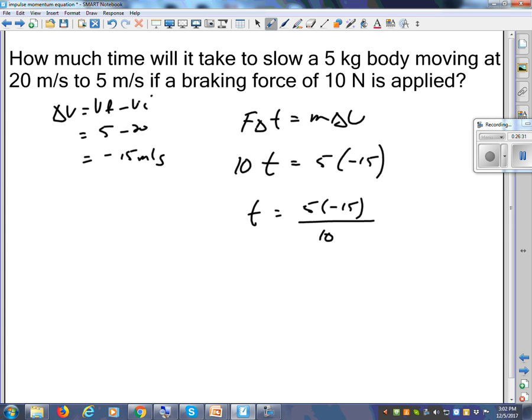Well, it's slowing down. It's a braking force, right? And so the force is opposite to the motion, right? So it's really a force of minus 10. I'm glad you realized time can't be negative, but that's the reason why, right? So that's going to be 5 times 15 is 75, so I think it's 7.5, right?